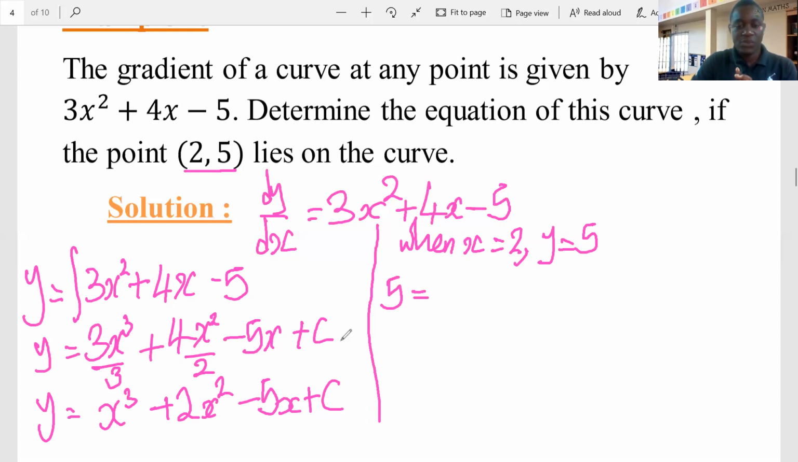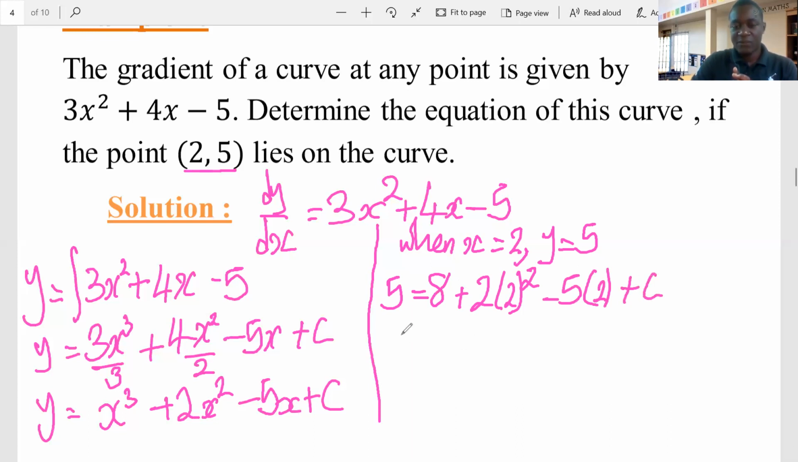So if I put 2 in x here, 2 raised to the power 3, that should be 8. So that gives me 8. If I put 2 here, we have 2 times 2 to the power of 2, then we have minus 5 times 2, and then we have a plus c.